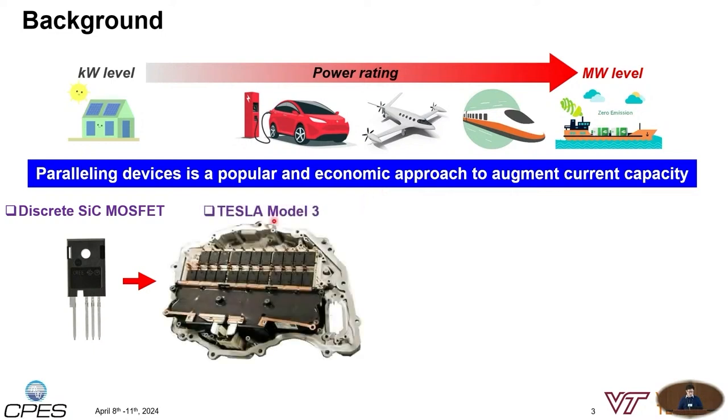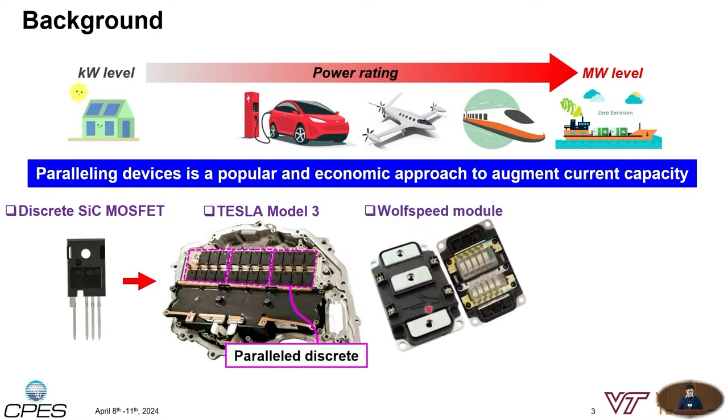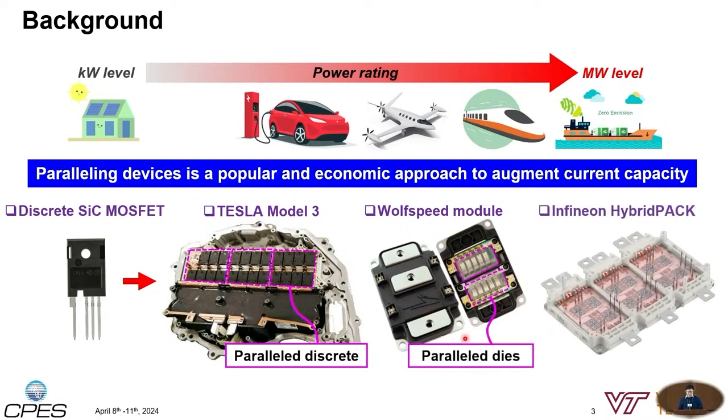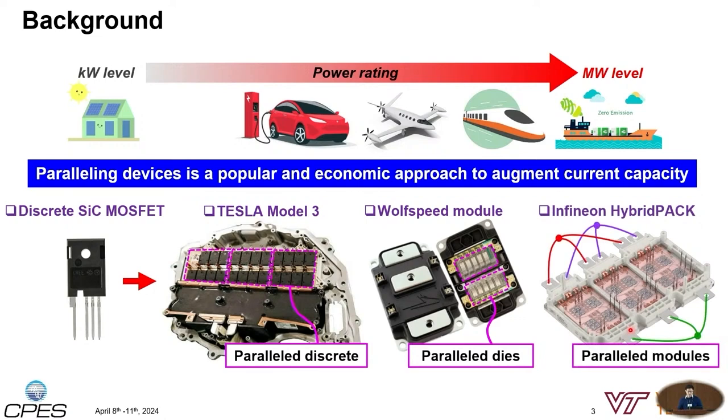For example, in the Tesla Model 3 inverter, you can see they are paralleling discrete devices for their three-phase traction inverter. Or in Wolfspeed's module, you can see they are paralleling dies for higher current capacity. Or in some cases, for example, the Infineon HybridPACK module, you can even parallel the modules, and they all belong to the same structure, where you are paralleling devices in your circuit.